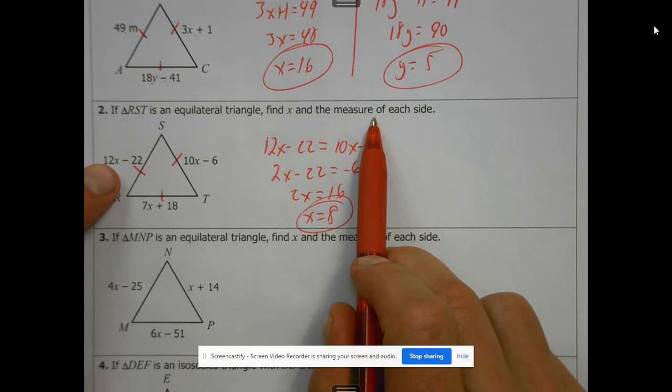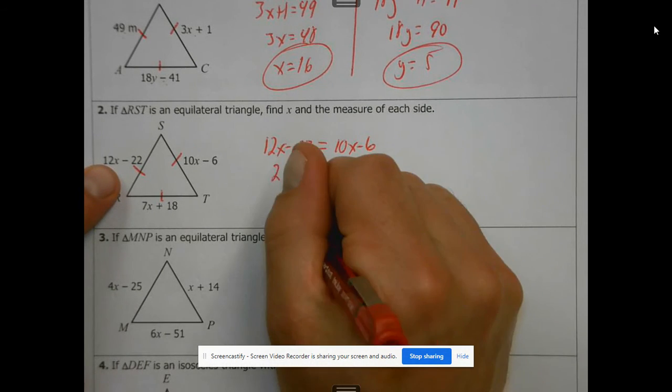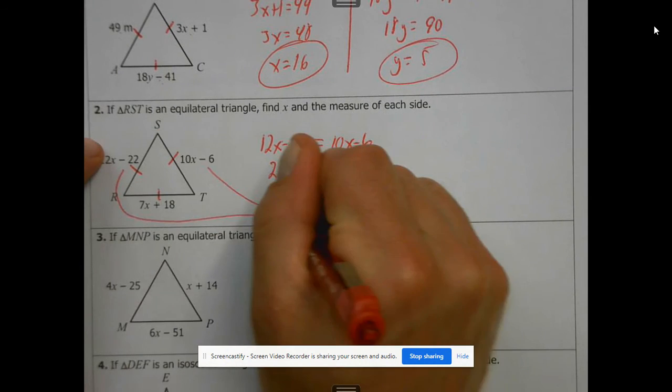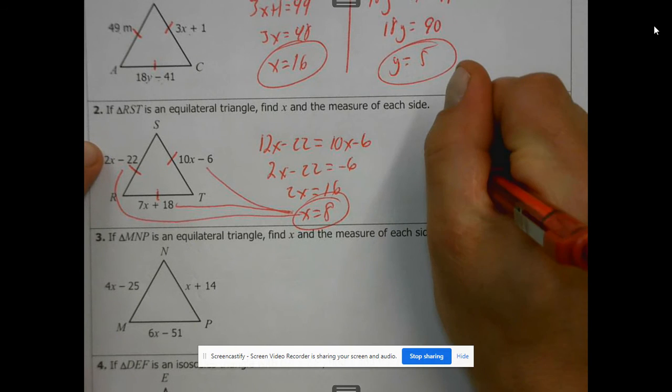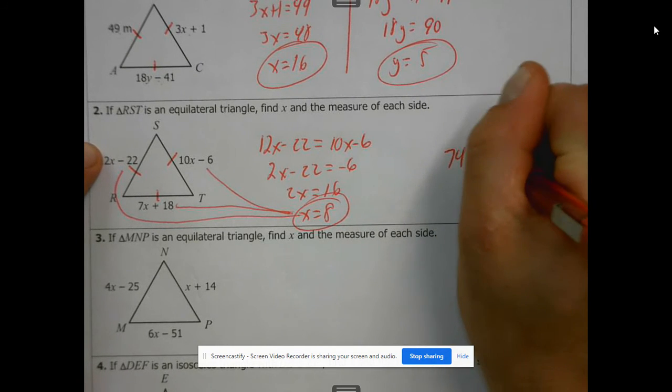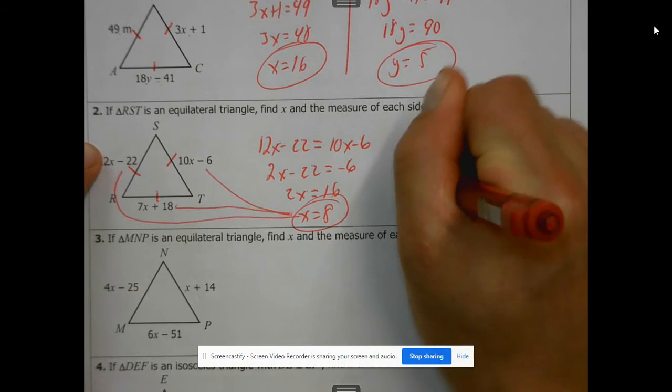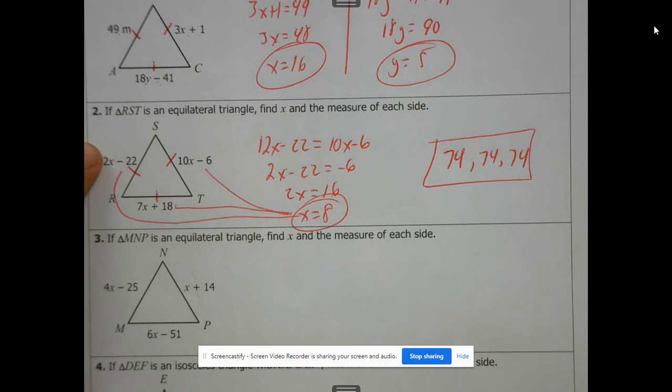Then it also says find the measure of each side. So your job, you've got to plug this back in to all 3 pieces. And every side comes out to be a nice even 74. So all sides are 74 each.